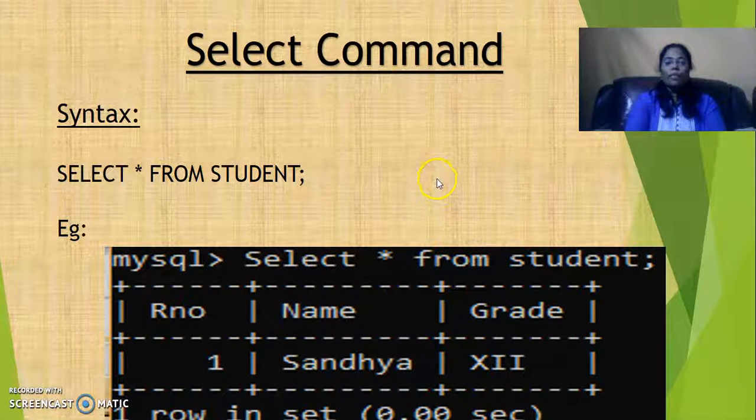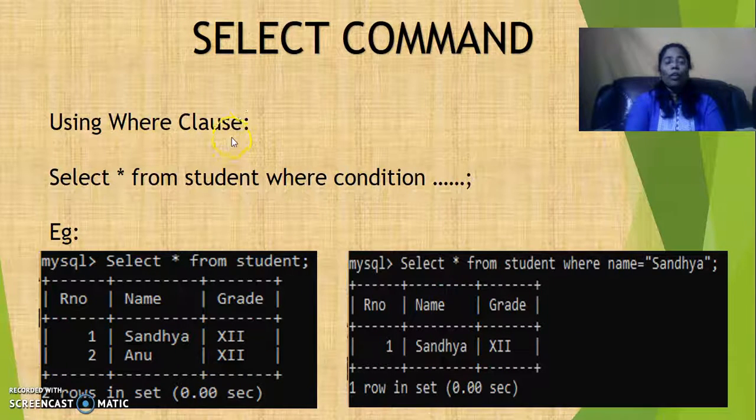The next one is the select command. So here the syntax is select star from student, where star means display all the columns. What happens is, I have created 3 columns, roll number, name, and grade, so all 3 columns are displayed here, you can see. So this is the output of the select command. Then, as I showed you earlier, the select command has various clauses, but here I have given only one, the where clause.